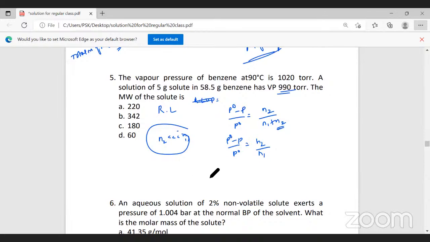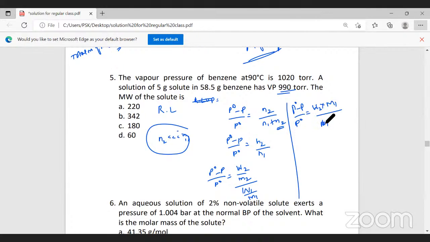So P naught minus P divided by P naught is equal to N2, which can be written as W2 by M2, and N1 can be written as W1 by M1, because weight in grams divided by molecular mass gives us the number of moles. On simplification, we can write P naught minus P divided by P naught is equal to W2 into M1 divided by M2 into W1. This is the formula, so remember it. With this formula we can find the molecular weight of the solute.